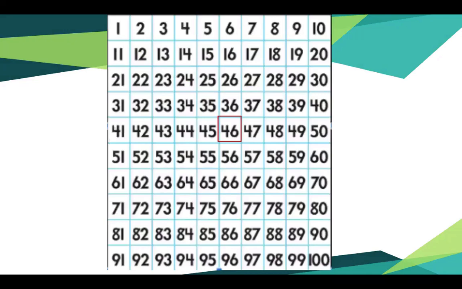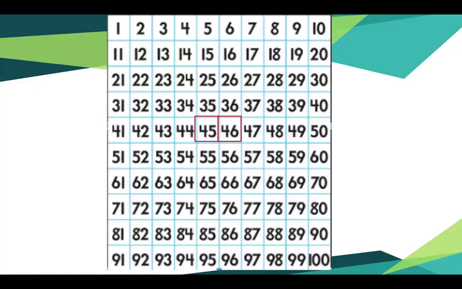Okay, so now I want you to take a look at this hundreds chart. What number do you see has a box around it? I see 46. So we are going to be identifying 1 less, 1 more, 10 less, and 10 more than a number. And right now we're going to practice with 46. So to find the number that is 1 less, you're going to move over to the left 1 box.